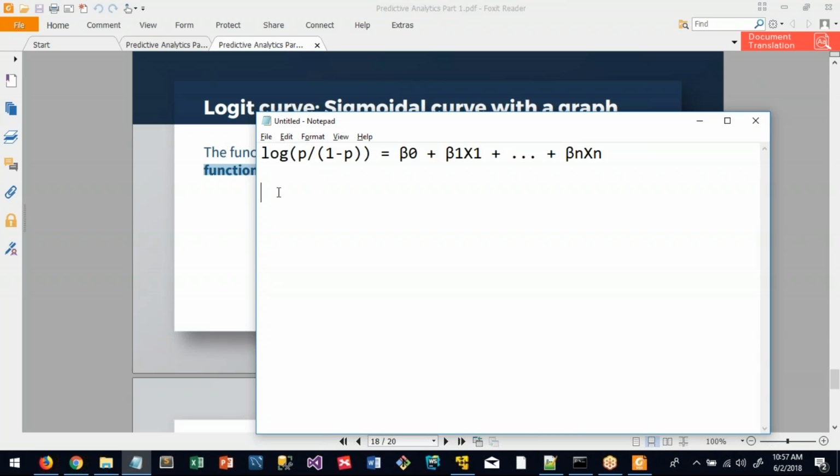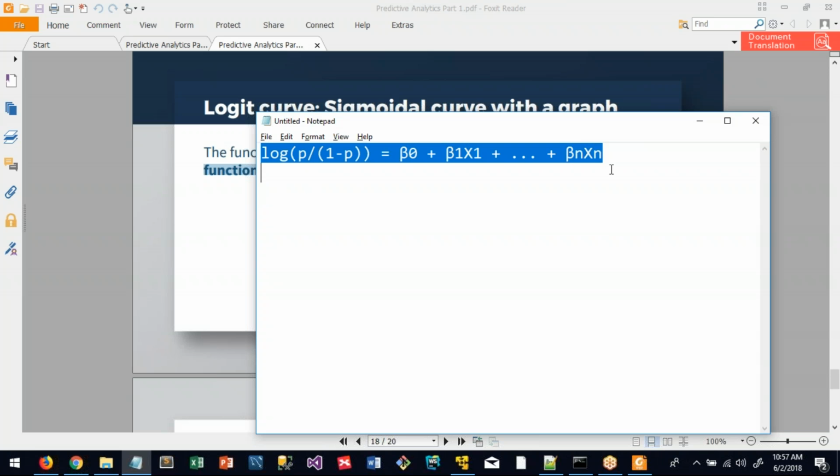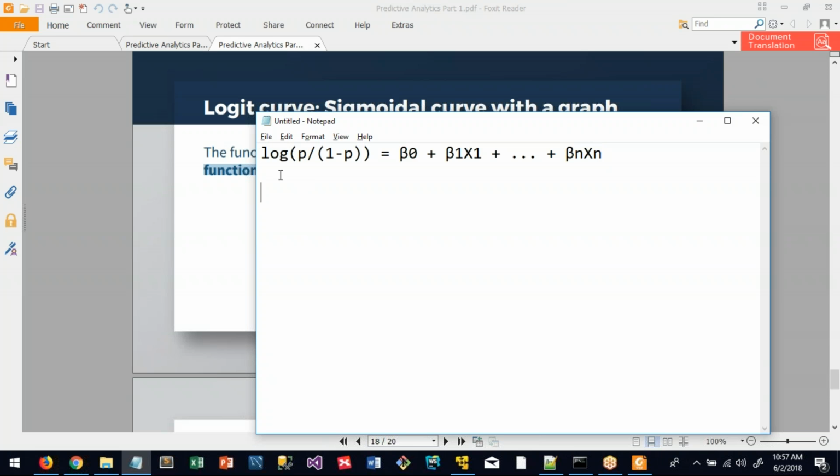So in mathematics, what you can do in this case is, to convert this equation into a normal form, you multiply both of these sides by e raised to power x. Sorry. Let me explain it this way. You can reduce this equation to this form: you can write this equation as p divided by 1 minus p is equal to e raised to the power of the same value.